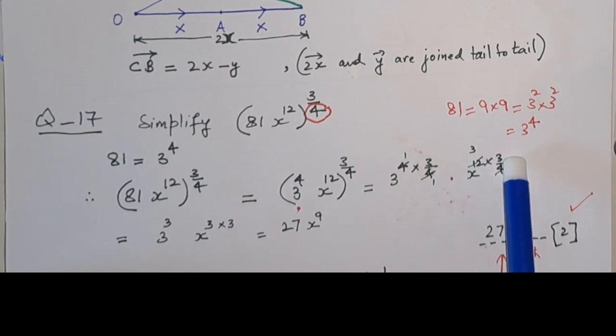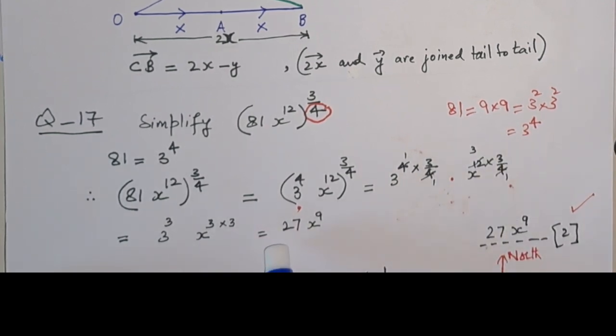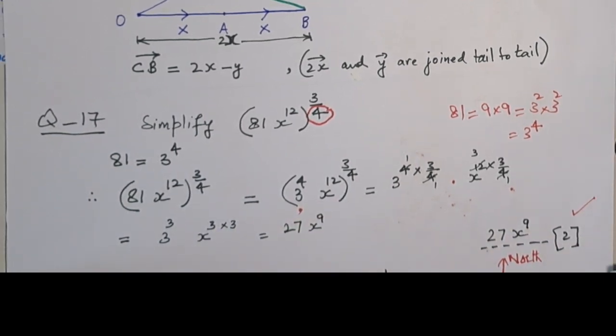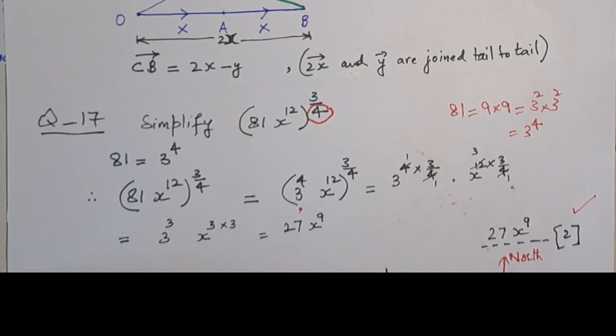multiplied by 3. So the answer would be 27, 3 power 3 is 27, x power 3 power 3 is x power 9. Write down the answer and score your marks.